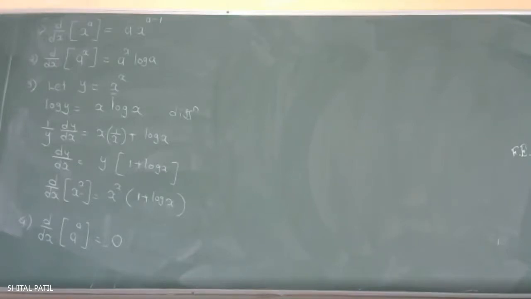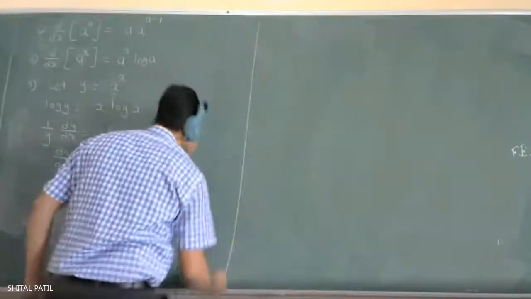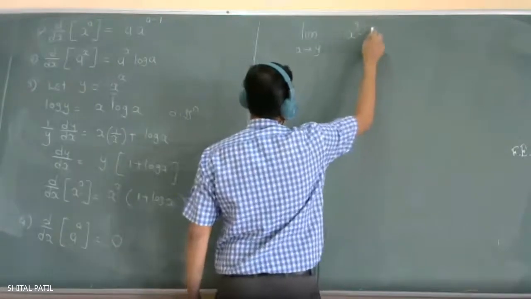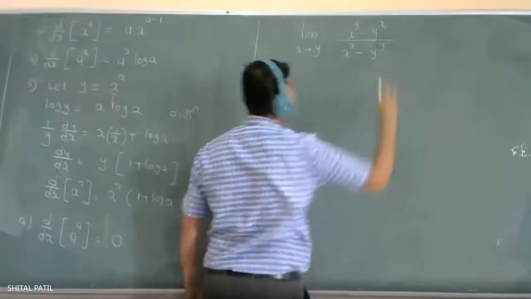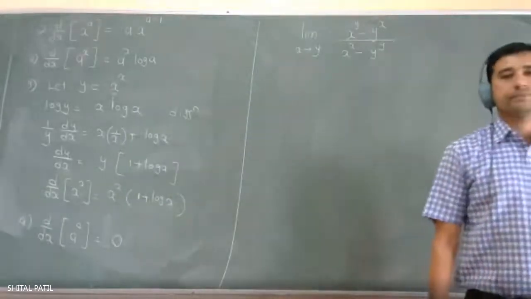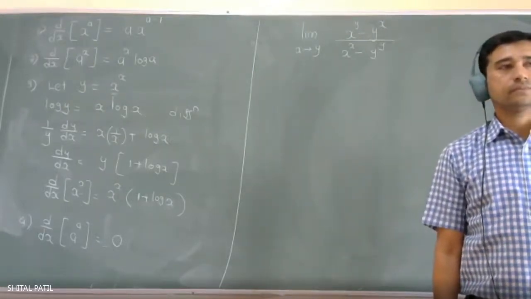Example. Those who completed, go to the example. Limit x tends to y of (x raised to y minus y raised to x) divided by (x raised to x minus y raised to y). Solution.